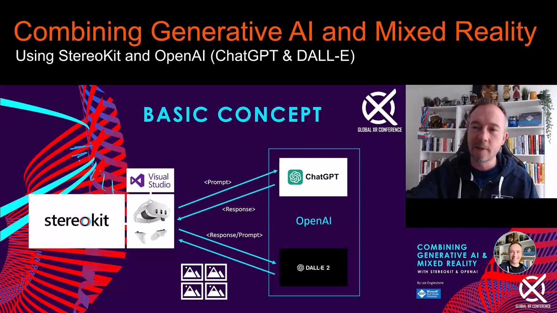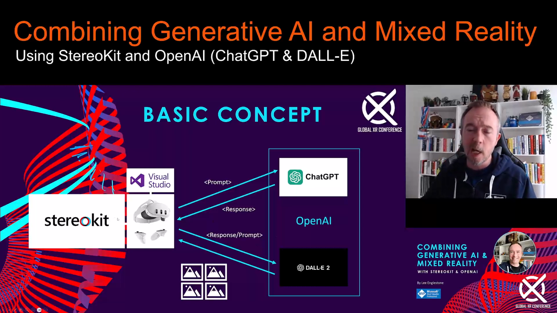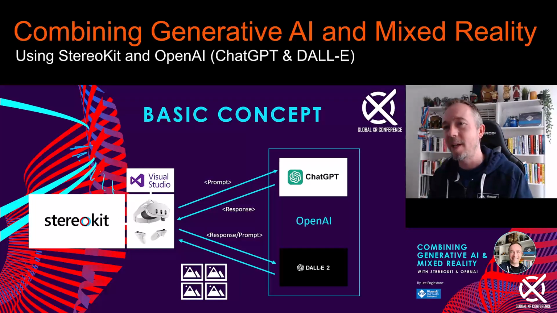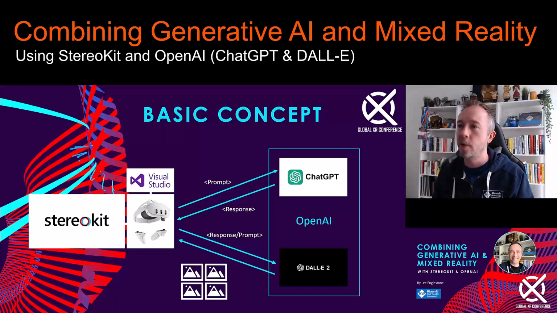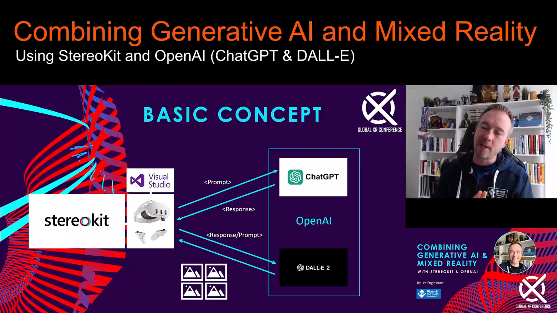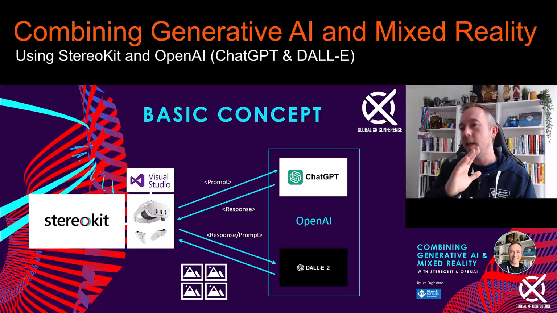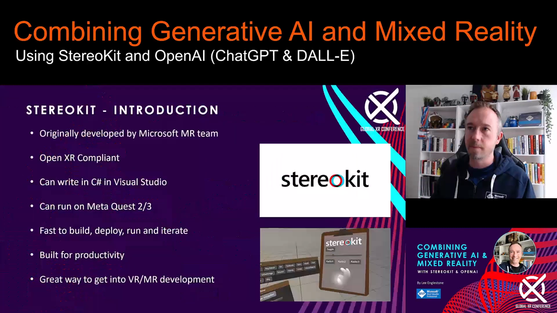So here's the basic concept of the app and the experience and the demo that I'll show later. On my Meta Quest headset, I'll be using StereoKit. Again, we'll talk about that in a minute. I'll be running that straight from Visual Studio. So I'm coding it up in Visual Studio and I can run it straight into my headset from Visual Studio. And from that app inside the headset, I will either be sending a prompt to Chat GPT and getting a response back, and/or sending that response or a new prompt to DALL-E 2 and returning some images back and showing that in mixed reality space on the headset.